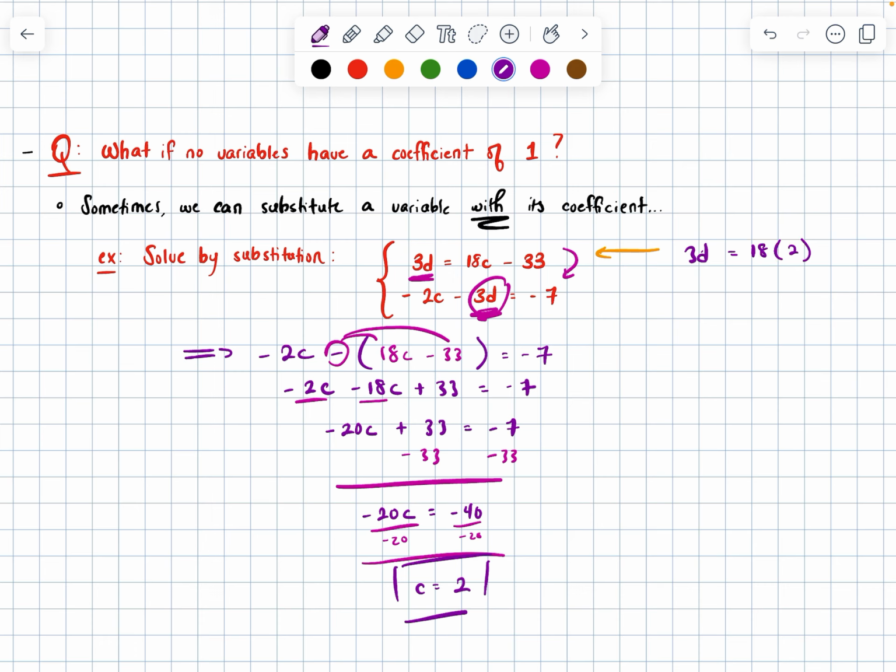It is equal to 18C. C we've said is equal to 2 minus 33. Cool. 3D is equal to 18 times 2, which is 36. 36 minus 33, well, that's equal to 3. Dividing both sides by 3, that tells me that D is equal to 1. Fantastic. So C is 2, D is 1.